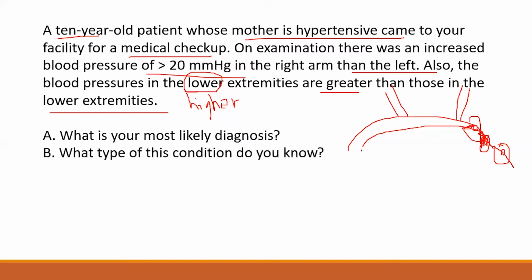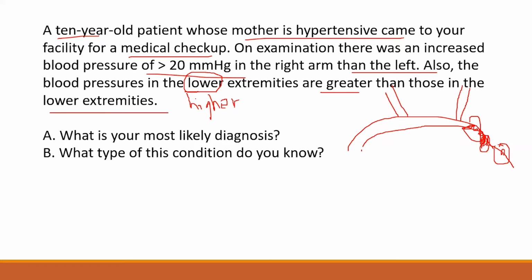Now, what types of this condition do you know? Already I've mentioned it. We are talking about two types. So over here, we'll be dealing with the preductal coarctation of the aorta. Preductal, that means before the ductus arteriosus. It is also called the infantile, because it is very common in children or infants. So over here, the narrowing is between the subclavian artery and before the ductus arteriosus. So that is the preductal or infantile.